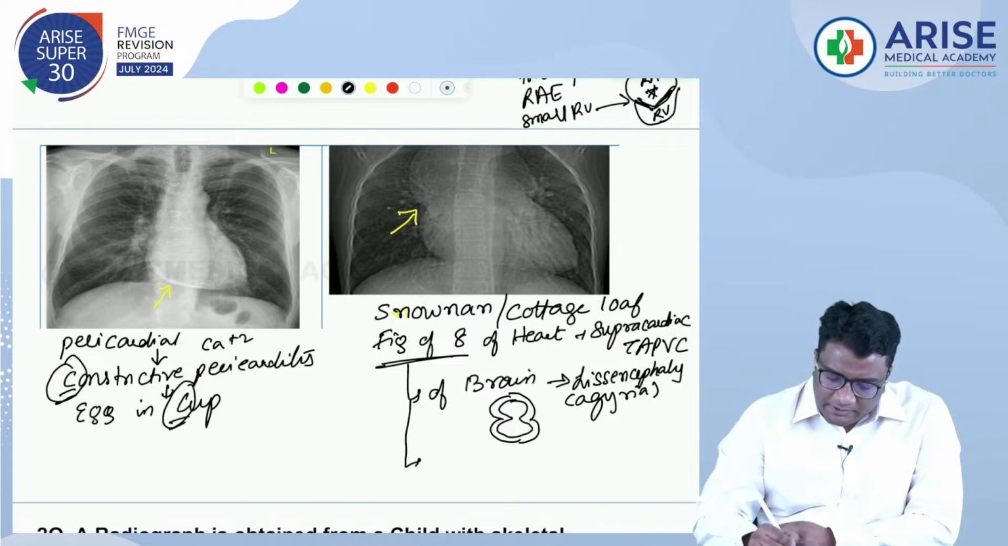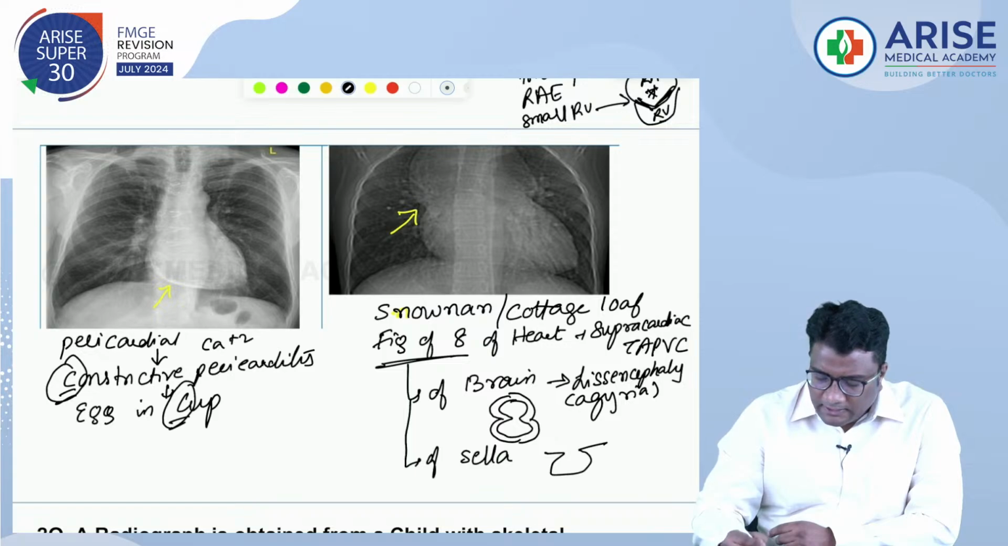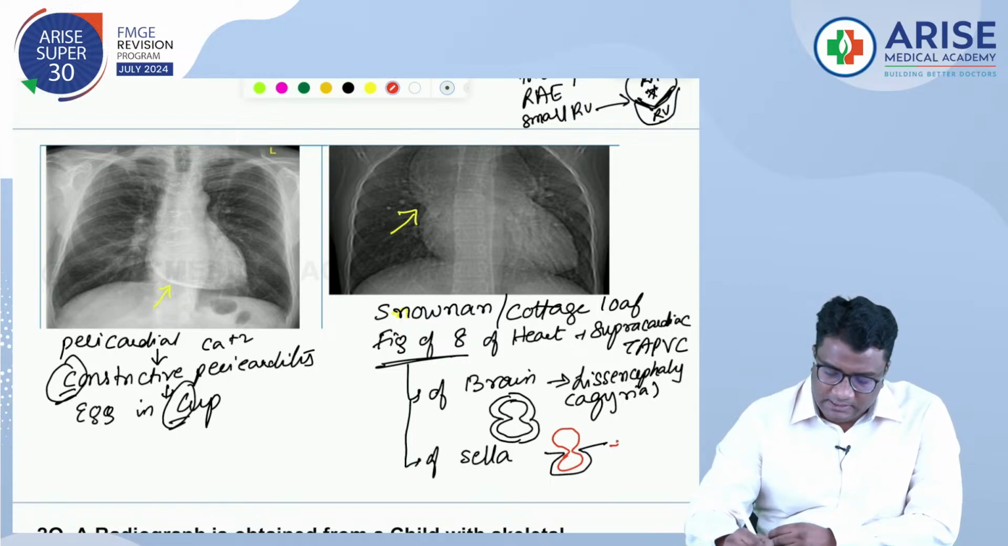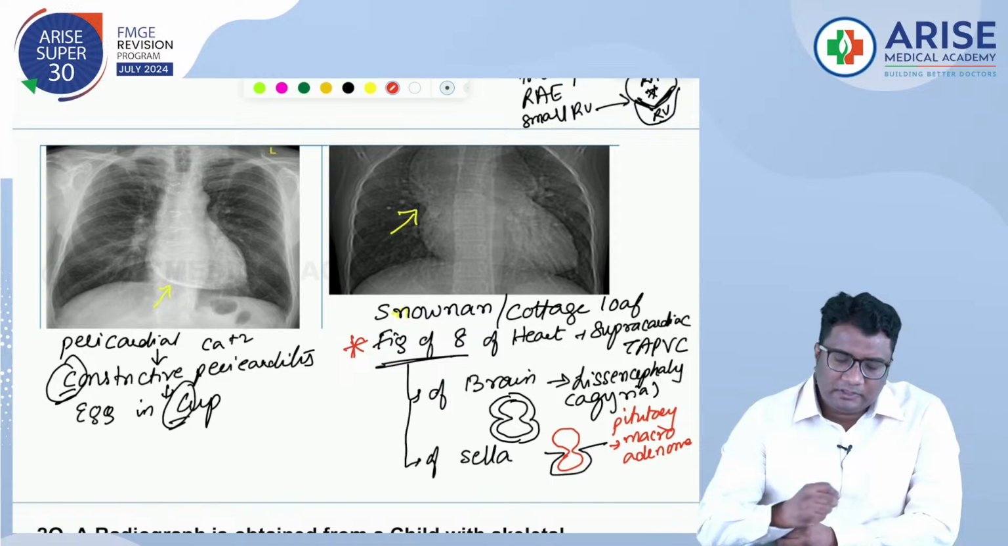Figure of 8 appearance of the sella. At the sella, the dorsum sella, you have a mass which grows in the sella, then constricts at the diaphragma sella and comes back, giving a figure of 8 appearance. This is pituitary macroadenoma. So remember these 3 figure of 8 appearances. Figure of 8 appearance is also a tested topic.